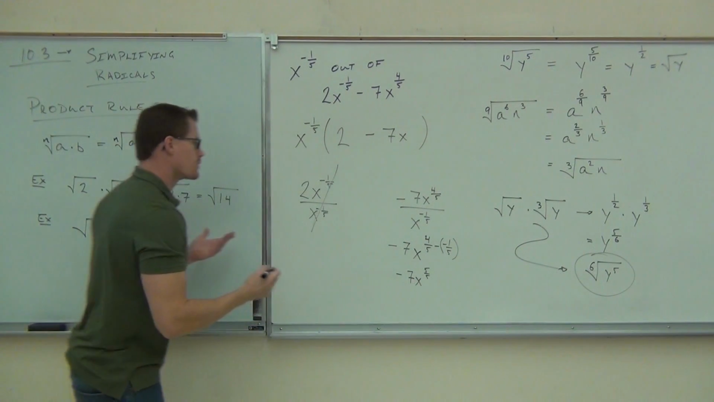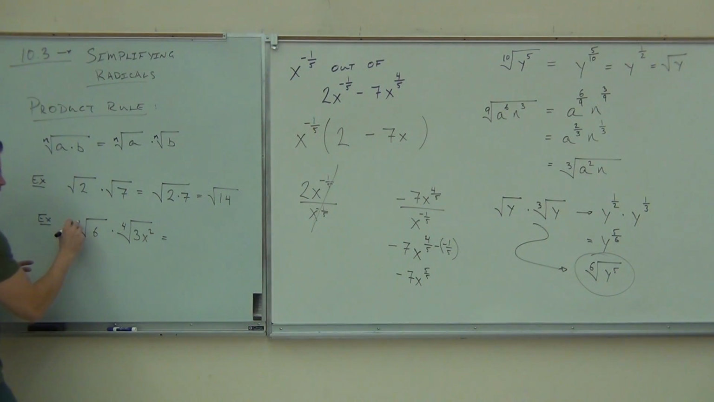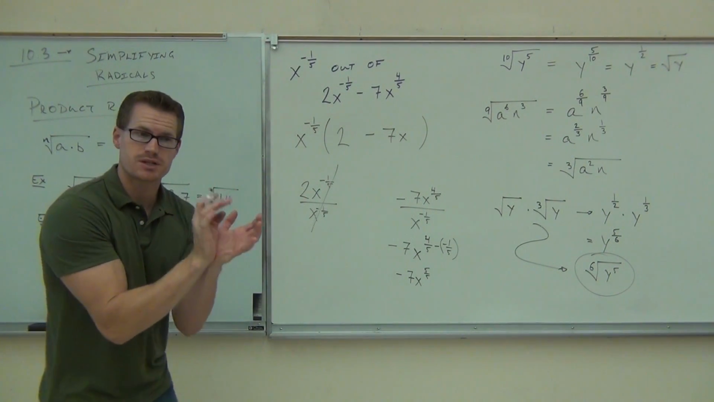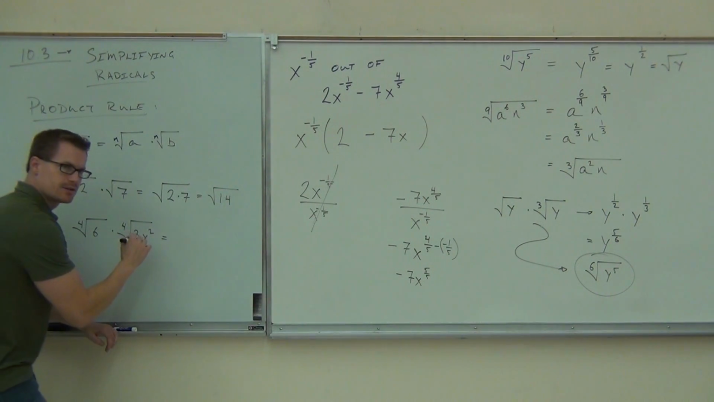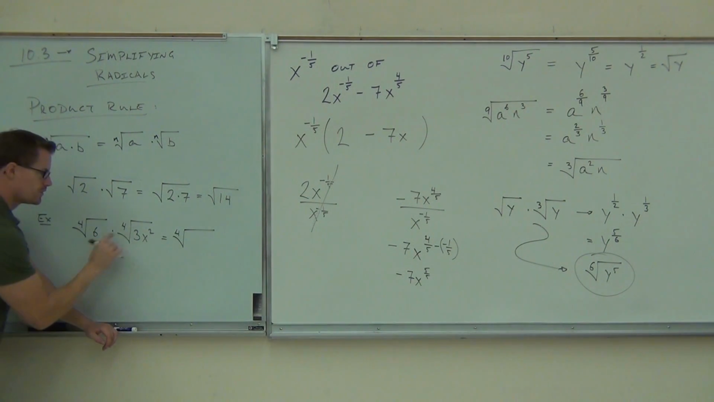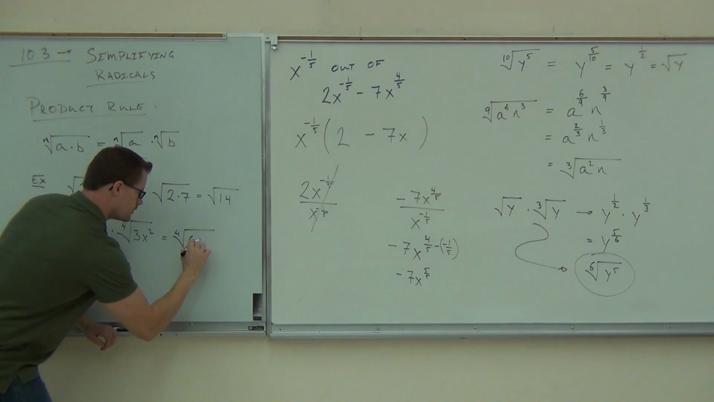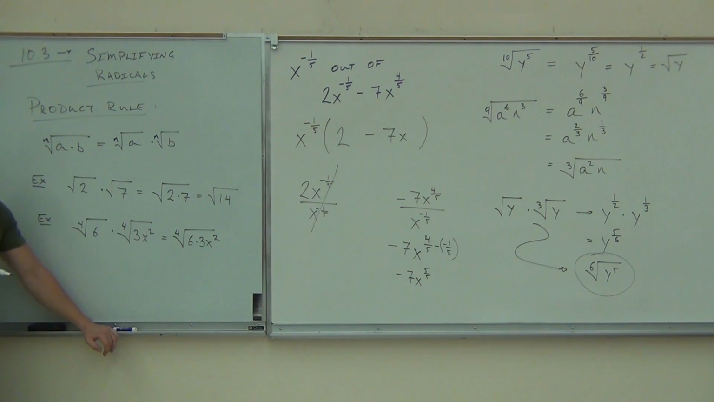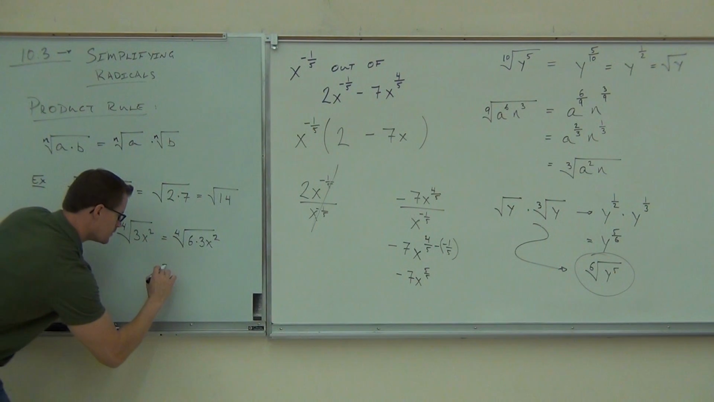So what we're looking for when we're combining our roots is to see if we first have the same root, and then we multiply the radicands, whatever's inside them. So what type of root are we going to have, ladies and gentlemen? 4th root. 4th root of? 6 times 3x squared. Good. How much is 6 times 3x squared? 18x squared.